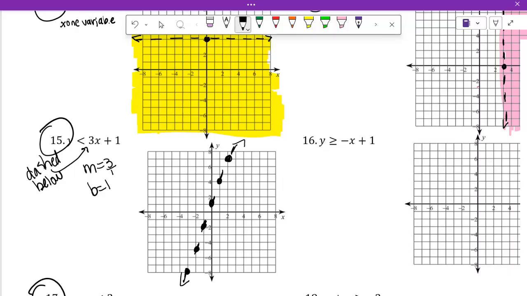In Delta Math, you'll be able to click the line and it'll change from dash to solid. And then we said below, so I'm going to highlight the line. Below the line is this way. So that is going to be my shaded region, my solution area. They also call it your feasible region.